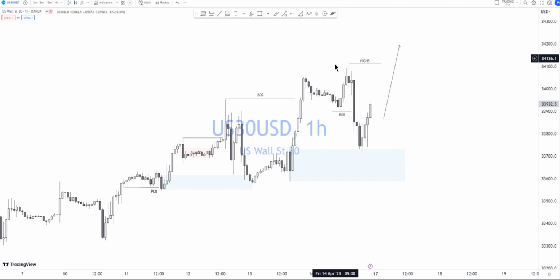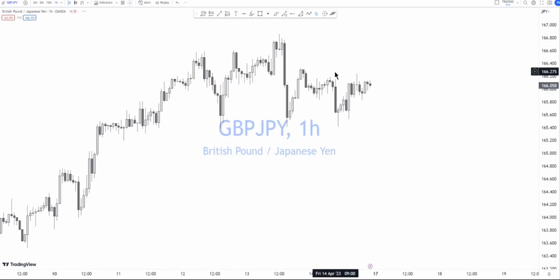And I do believe I'm being as clean and clear as I possibly can. I don't want to confuse you with so much information all at once. So now I'm just gonna go to GBPJPY.